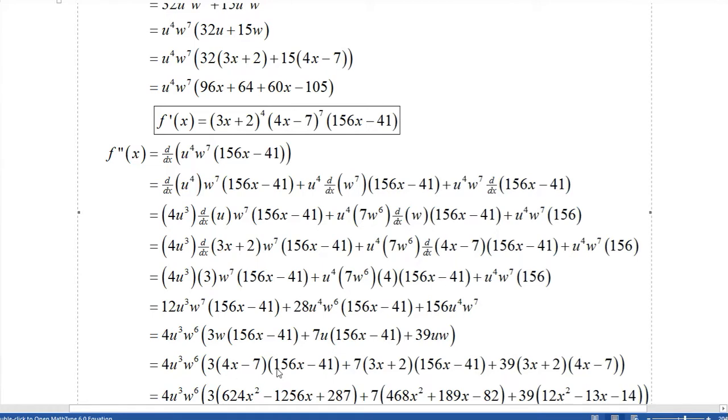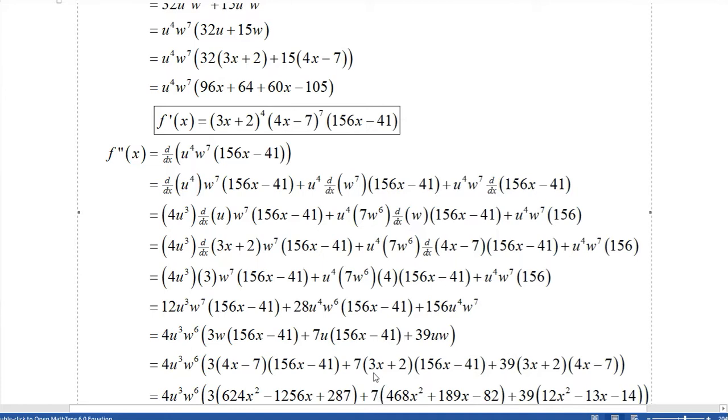4x times 156x is 624x squared. That's the first times first. Last times last, negative 7 times negative 41 is positive 287. Then for the inner product, negative 7 times 156x. The outer product is negative 41 times 4x, and that should combine, if I did my arithmetic and algebra right, to negative 1,256x. You can check me on that.